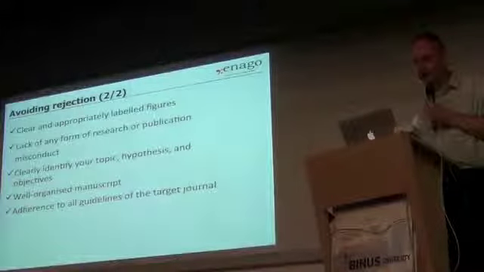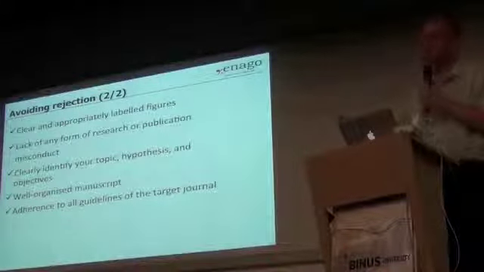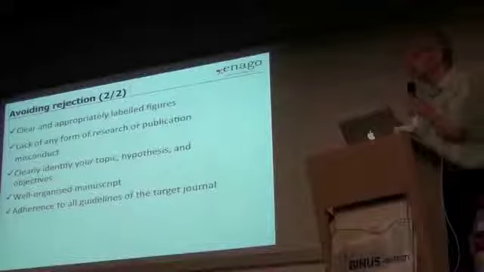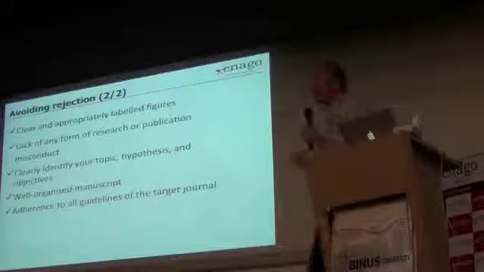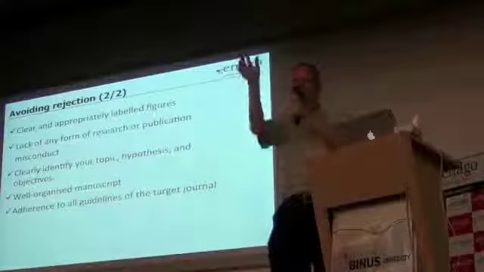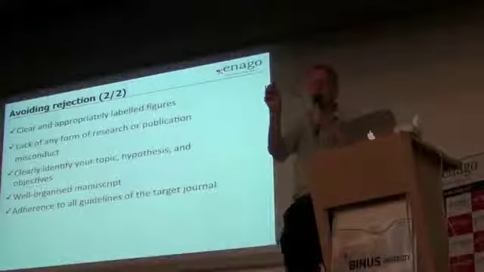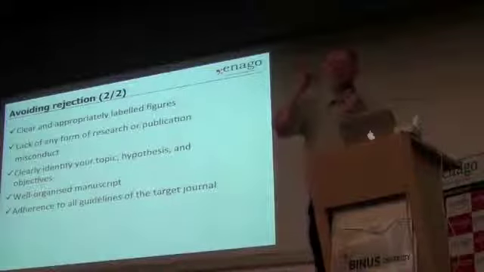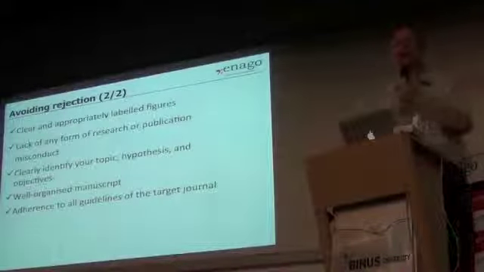Clearly identify your topic, hypothesis, and objectives. That's what you do in the introduction section. What works very well in my experience is that you start writing your introduction section, giving a broad overview of the field, narrowing it down to the topic that you're interested in, and then spelling out the point you want to address in your paper.